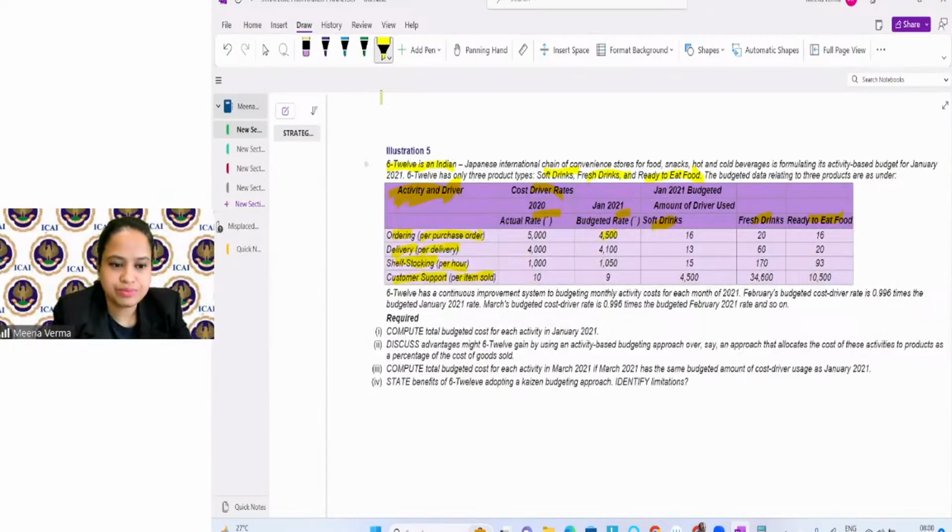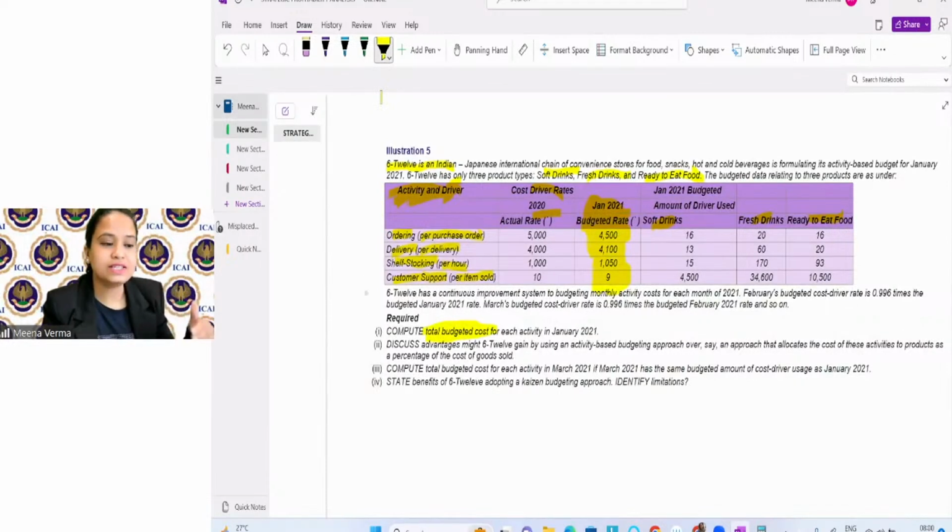Why? Because we have to calculate the budgeted cost data here. The budgeted rate is given here. If you want to find out the total budgeted cost, we will consider the budgeted rate. Okay, what else do we have?